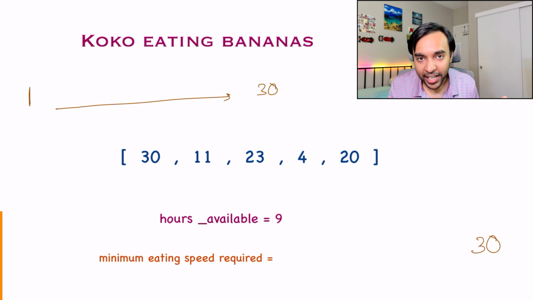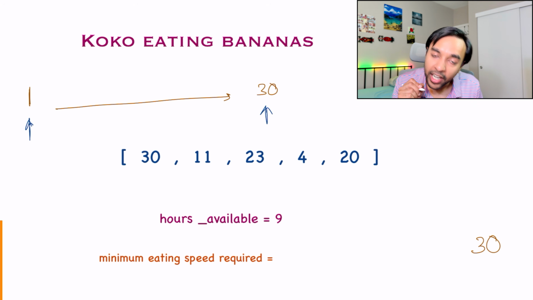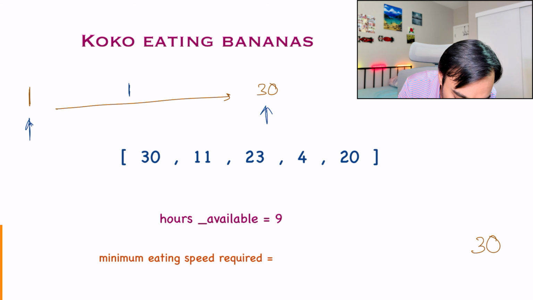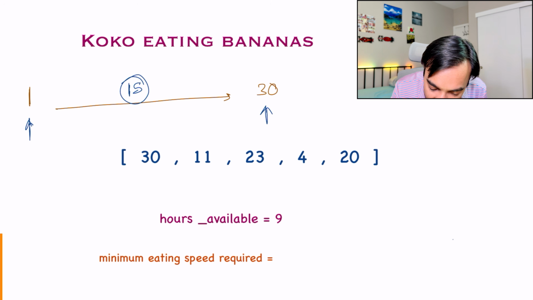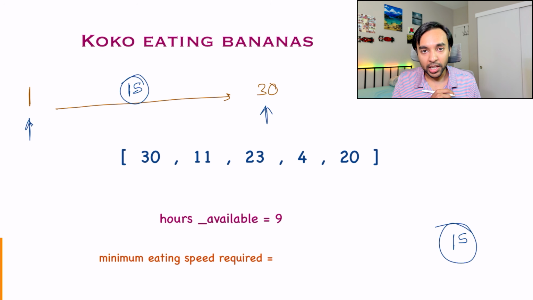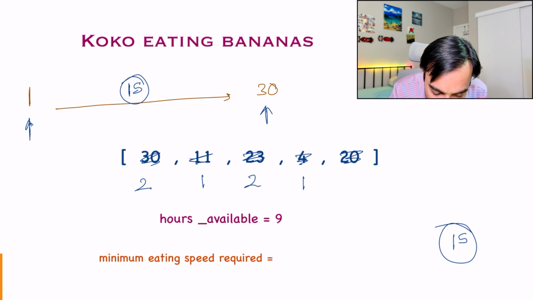You definitely know the next steps, right? I will have my left pointer at 1 and right pointer at 30. So where is 15? I get 15 over here. So now what I will try is, I will try to eat at 15 bananas per hour. The first pile is going to take me 2 hours. The second pile is going to take me 1 hour. Third pile takes 2 hours. Fourth pile takes 1 hour. And fifth pile again takes up 2 hours.